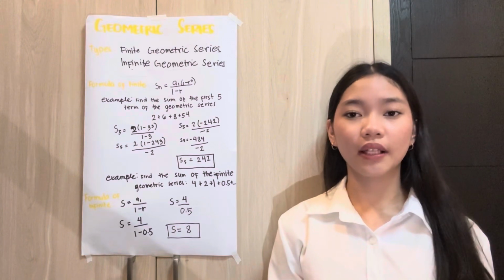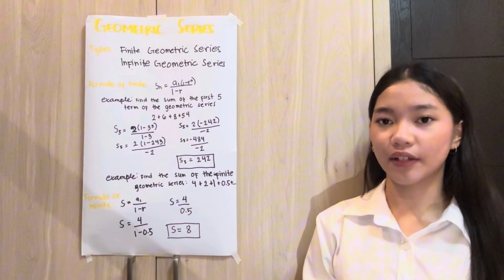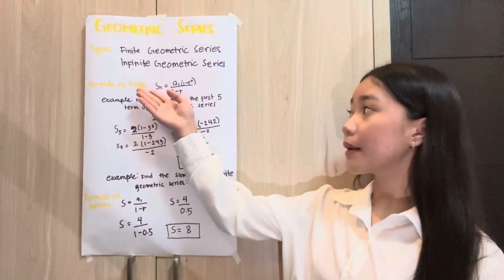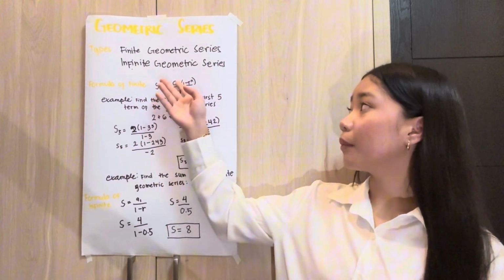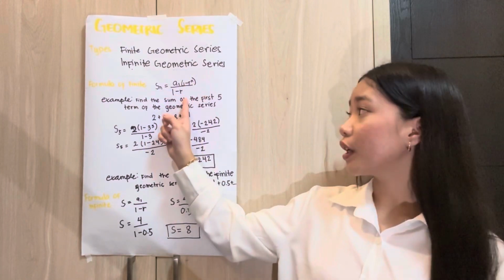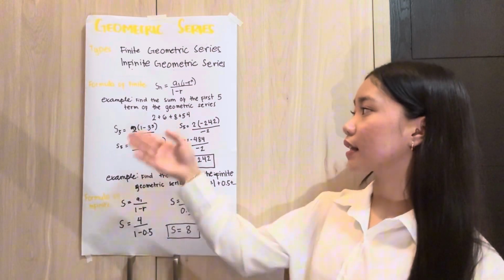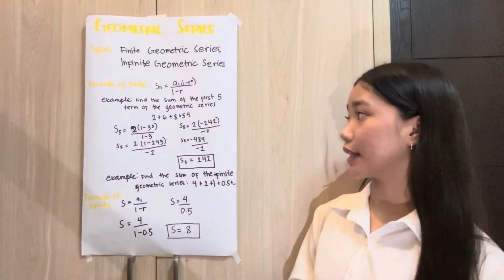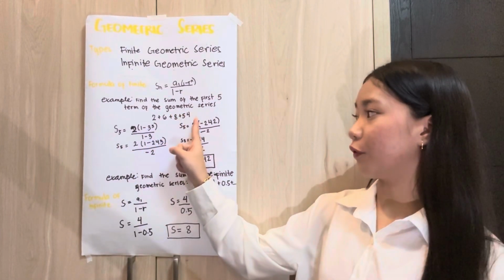Now, let's proceed to applying the formula of finite geometric series. The formula of finite geometric series is S sub n equals a sub 1 multiplied by 1 minus r to the power of n over 1 minus r. Let's apply this formula to this example. Find the sum of the first 5 terms of the geometric series 2 plus 6 plus 18 plus 54.